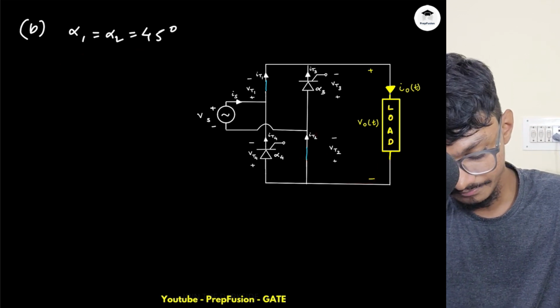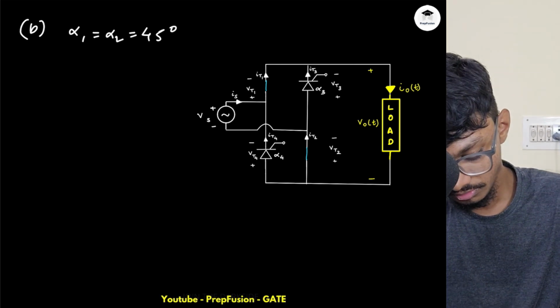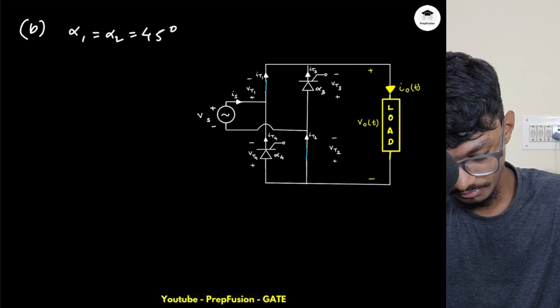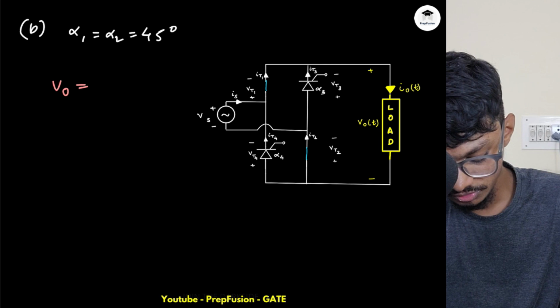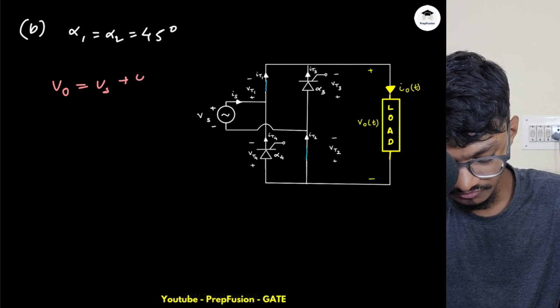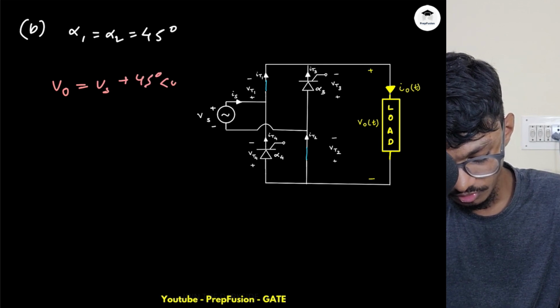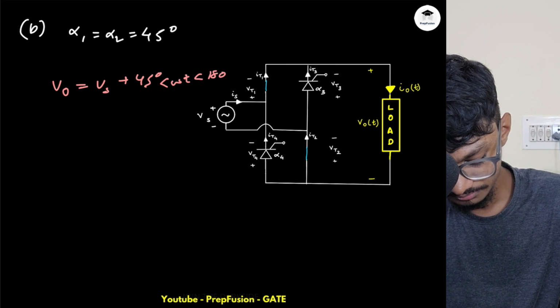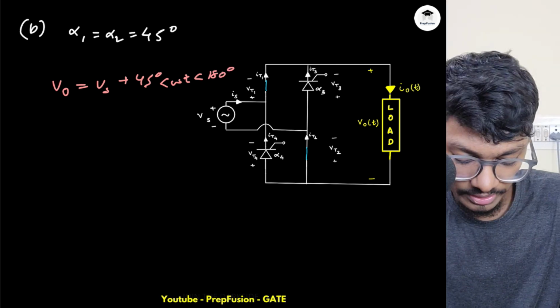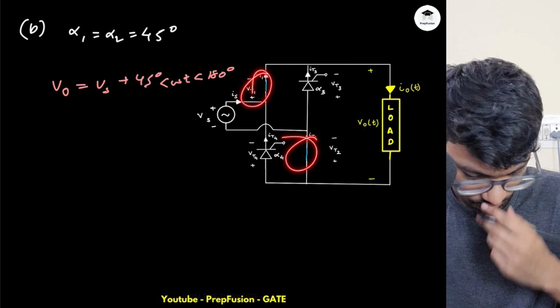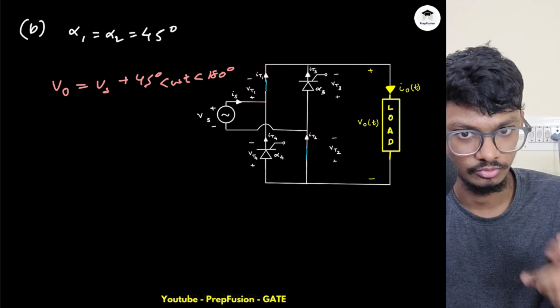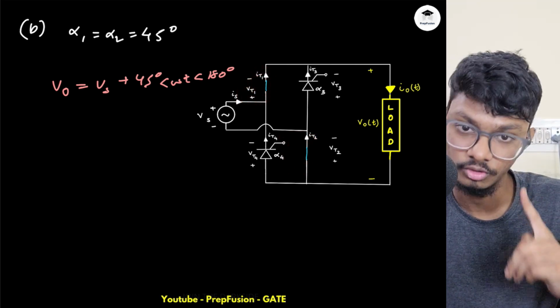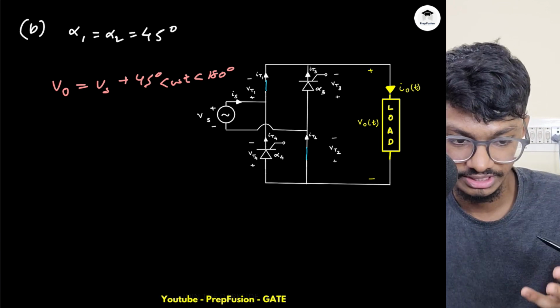So what is my VO now? VO will be equal to simply Vs in the duration of 45 to omega t equals 180 degrees. Then after 180 degrees, you might say, sir, these two will go to reverse blocking mode, which is correct. These two will go to reverse blocking mode. Whatever you're saying is correct.